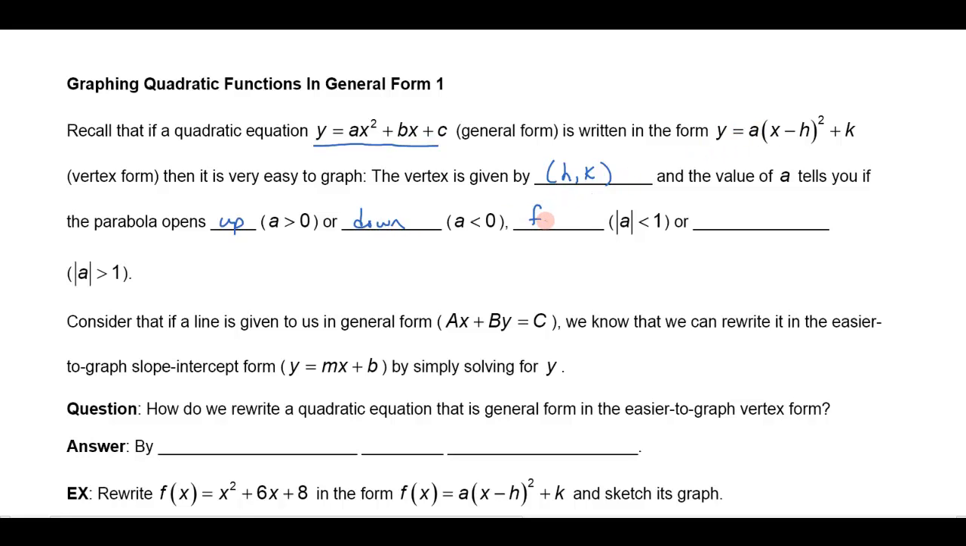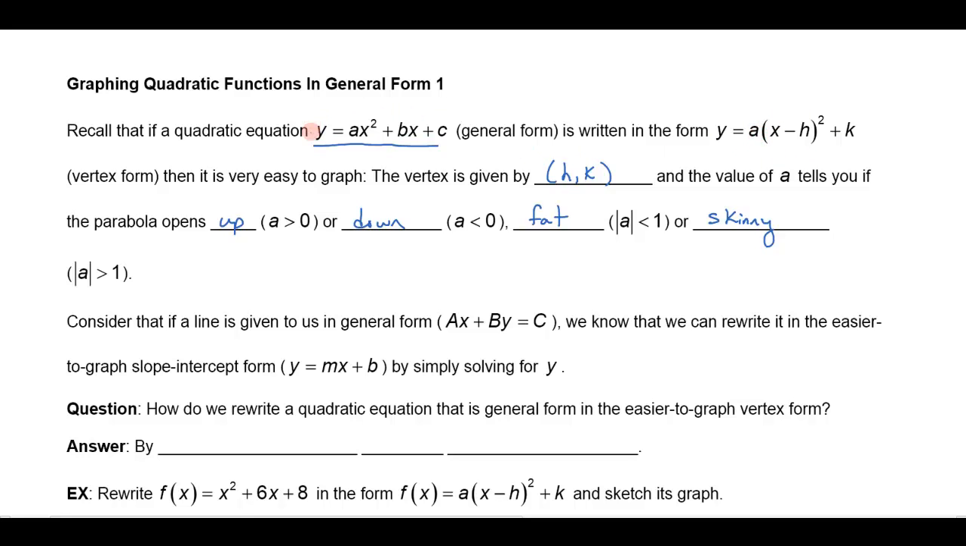It'll be a fat looking parabola if that a value is a fraction, all right? In other words, it's between -1 and 1, like a half or a third or a fourth or negative a half. And then if the value of a is a number like 2 or 3 or 4, which is another way of saying the absolute value of a is greater than 1, then it's going to make it look skinnier. Okay?